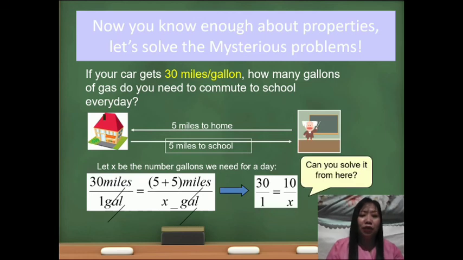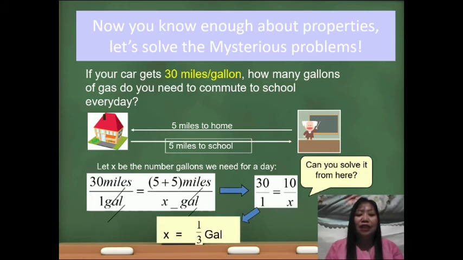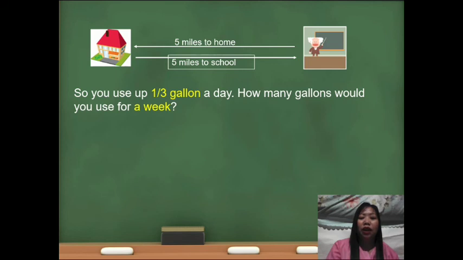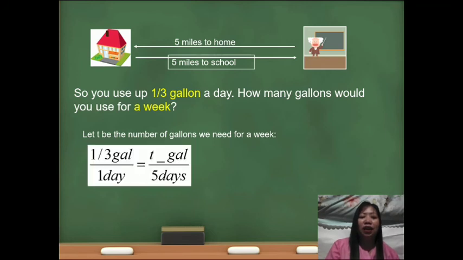Can you solve it from here? Okay, so what is the value of x? Yes, very good. The value of x is 1/3 gallon. So you use up 1/3 gallon a day. How many gallons will you use for a week? Let T be the number of gallons we need for a week. So in 1 week, we have 5 days in going to school. So 1/3 gallon over 1 day is equal to T gallon over 5 days.